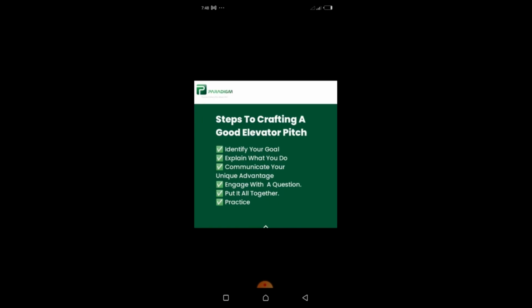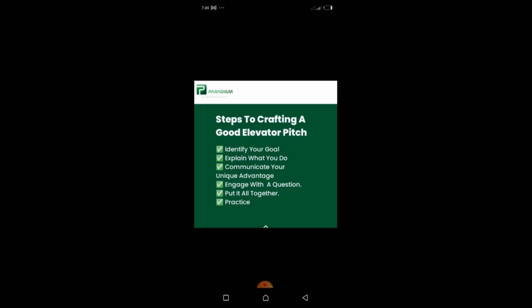So, what are the steps to creating a good elevator pitch? Step 1, identify your goal. As I mentioned when I was defining an elevator pitch, it could be crafted for quite a number of reasons. If you're just starting up, your elevator pitch might need to center around you explaining and introducing your business to prospective clients.